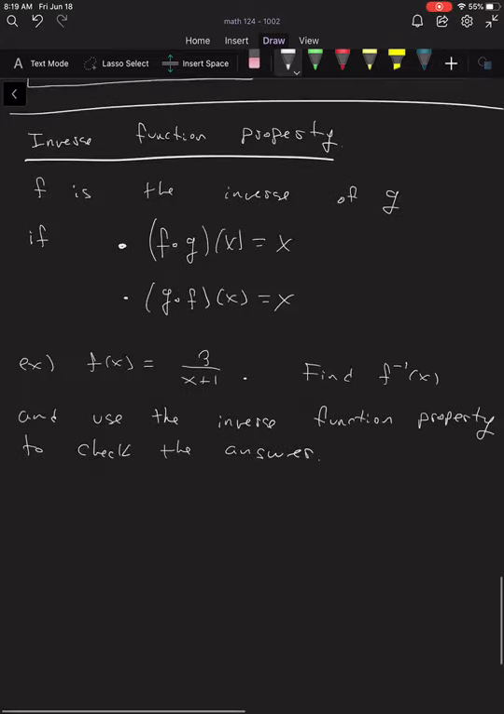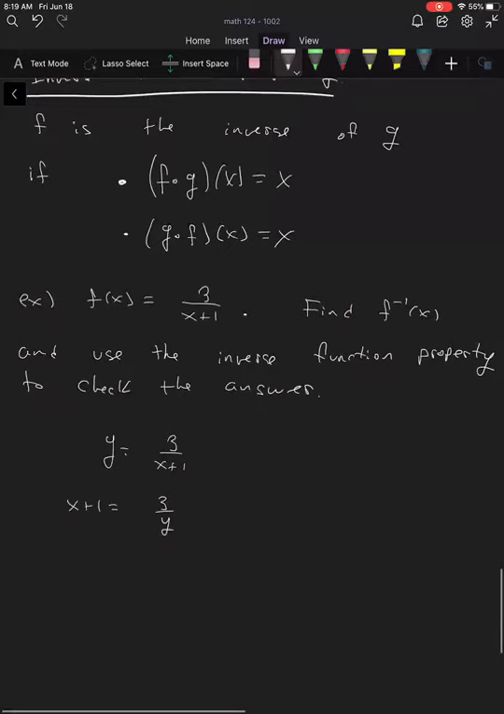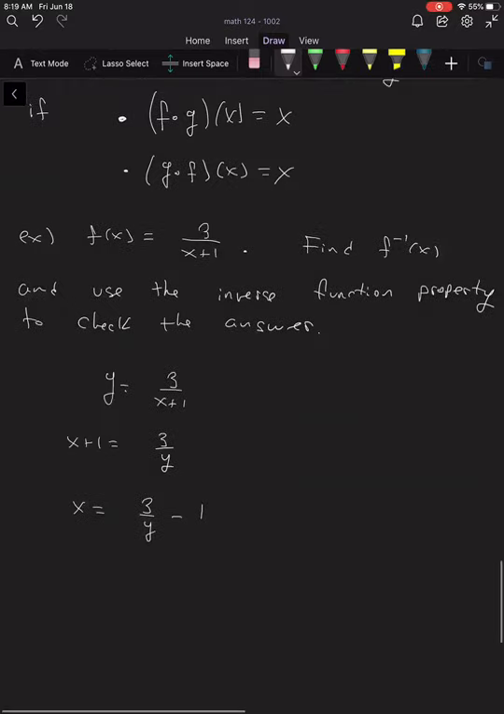All right, so we start finding the inverse function. So we have y is equal to 3 over x plus 1. So if we multiply the x plus 1 over and divide by y, what we get is x plus 1 is equal to 3 over y. We could subtract the 1 over. x is equal to 3 over y minus 1. So we have f inverse of y is equal to 3 over y minus 1.